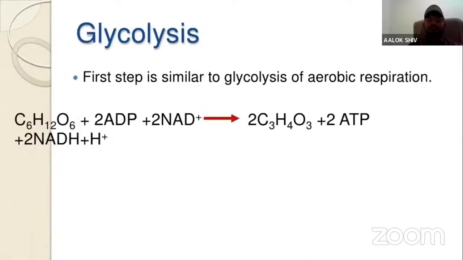The glycolysis is the same as in the case of aerobic respiration. Here we can see the glucose molecule, with the help of ADP and NAD, gets converted into pyruvic acid, and there is generation of 2 ATP and 2 NADH.